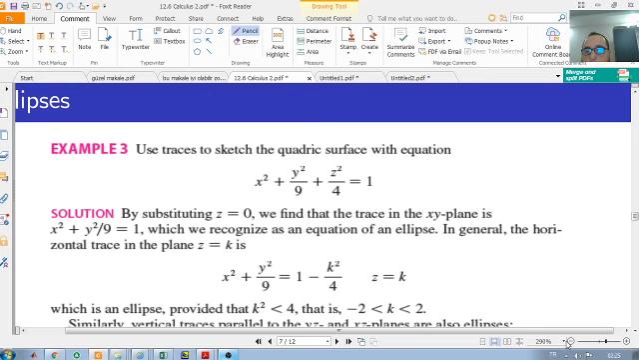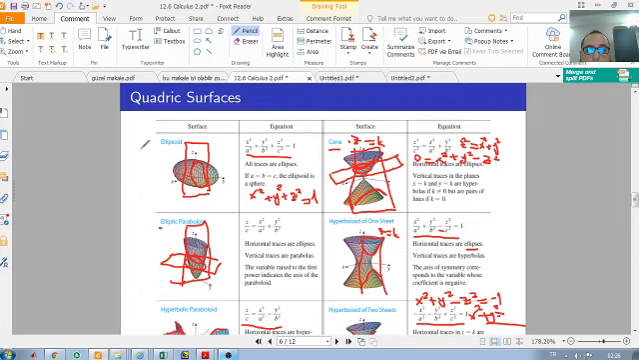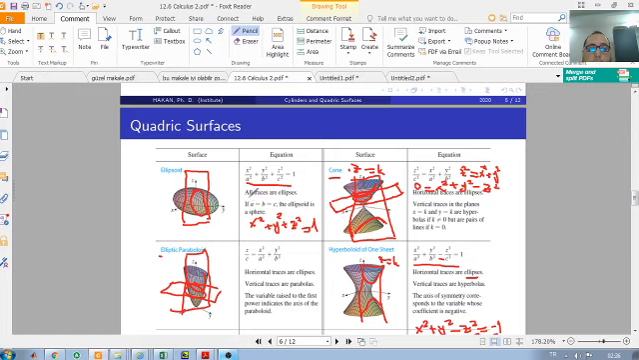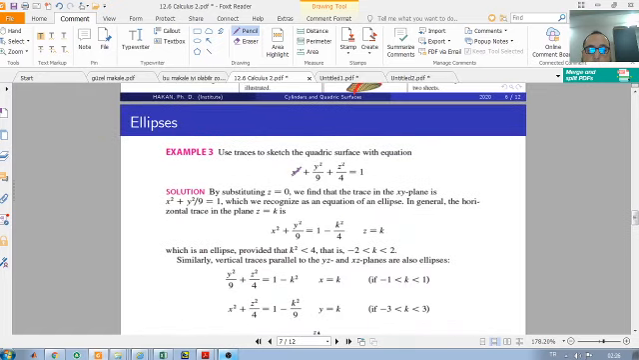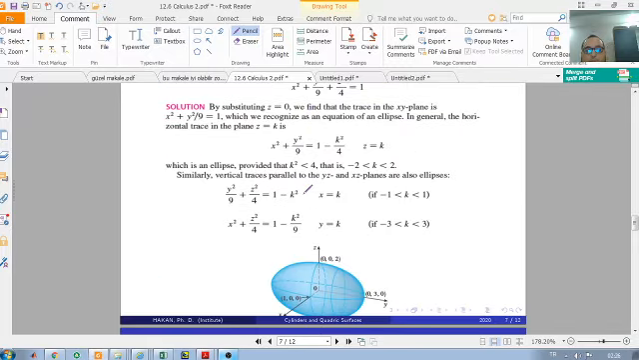Okay, for example, use traces to sketch the quadric surface with equation x squared plus y squared over 9 plus z squared over 4 is equal to 1. By looking at the table here, it corresponds to the general form of the ellipsoid, because we always have plus for the coefficients of the variables x, y, and z. And we have a number here like this. Therefore, it is actually an ellipsoid.